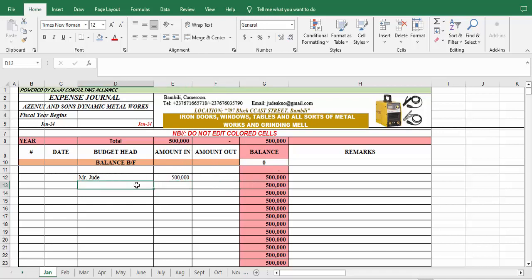Now, by the time you start spending, let's assume that you buy a material. When you're spending, you record it under the out column. When you record it under the out column, let's say you spend 100,000, it gives you a balance of 400,000. You spend 60,000. Any expenditures go in under the out column, and whatever amount of money is coming into the expenditure journal comes under the in column. So you have two main columns here. You have the amount in and the amount out.